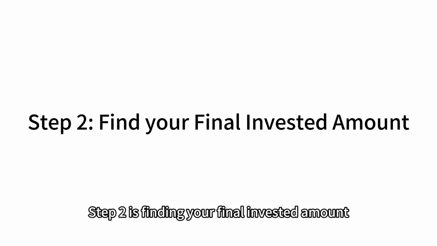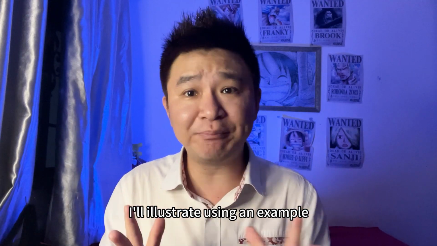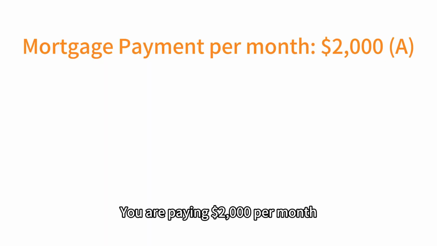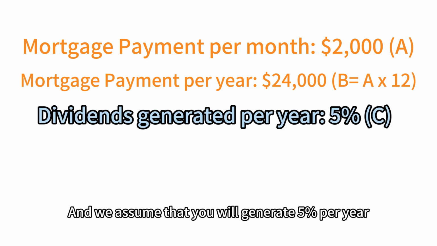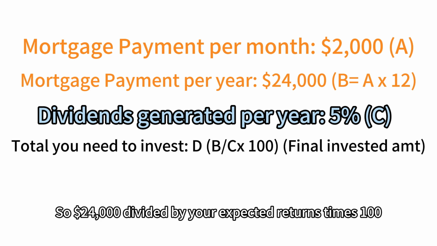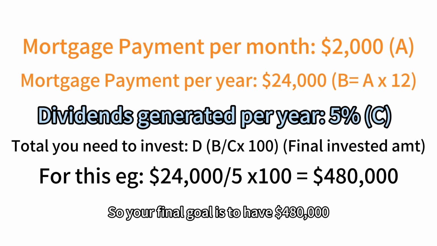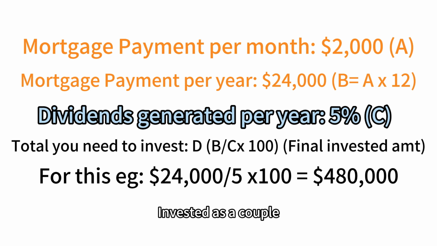Step 2 is finding your final invested amount. I'll illustrate using an example. So in this case, you are paying $2,000 per month as a couple for your mortgage. $2,000 per month will be $24,000 per year, and we assume that you will generate 5% per year from dividends, so $24,000 divided by your expected returns times 100. So your final goal is to have $480,000 invested as a couple.